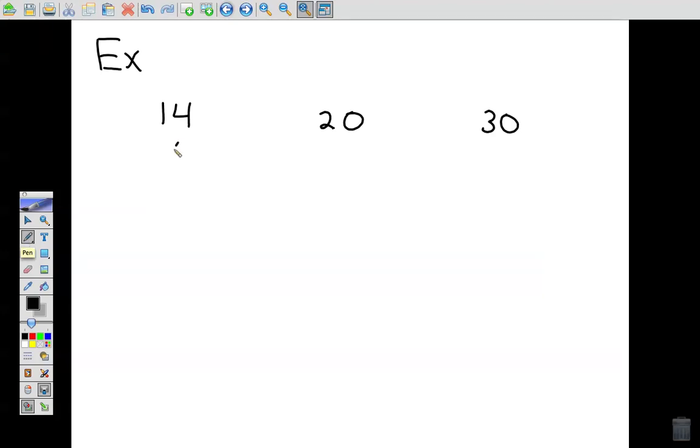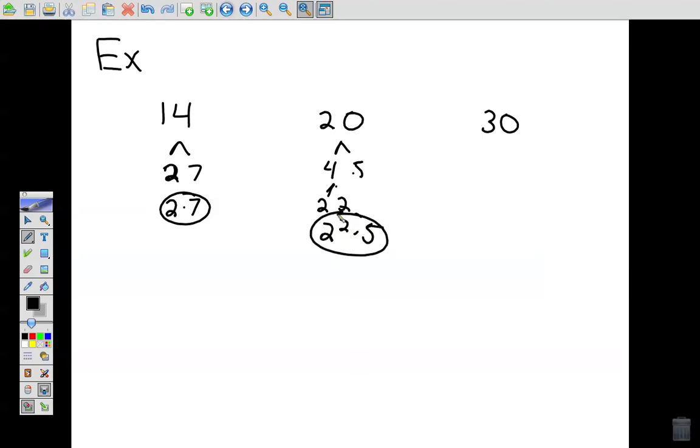So the first thing I'm going to do is I'm going to find my factorizations of each of the numbers. So this one would be 2 times 7. For 20, I could use 4 times 5 and then break that down to 2 times 2. So I'd have a 2 squared times 5. And then finally for 30, we just did that a little bit ago. 5 times 6, and 6 breaks down to 2 times 3.